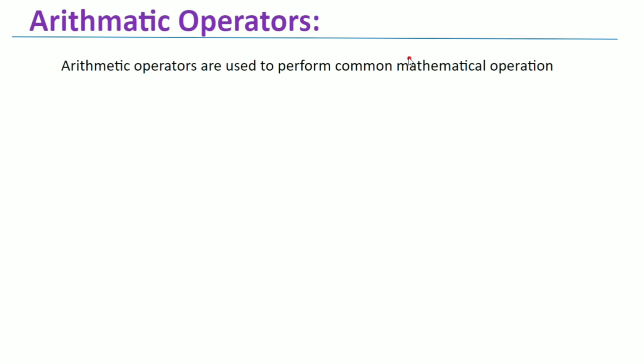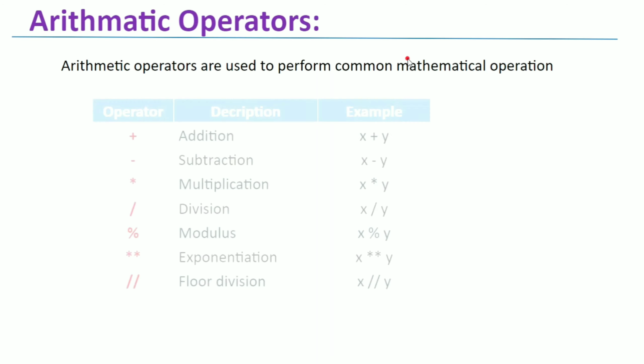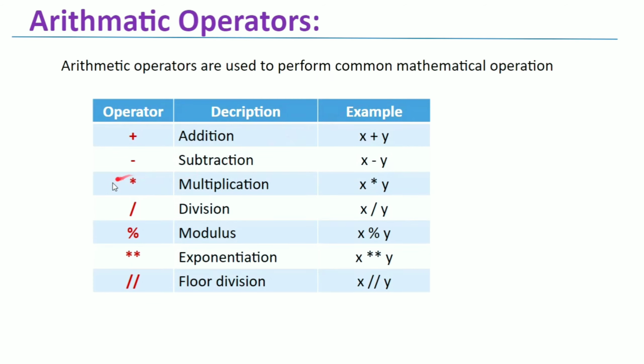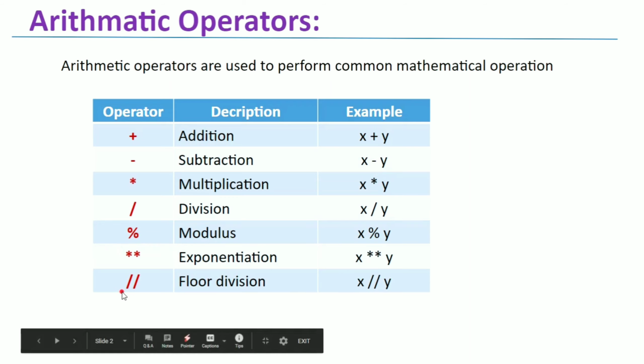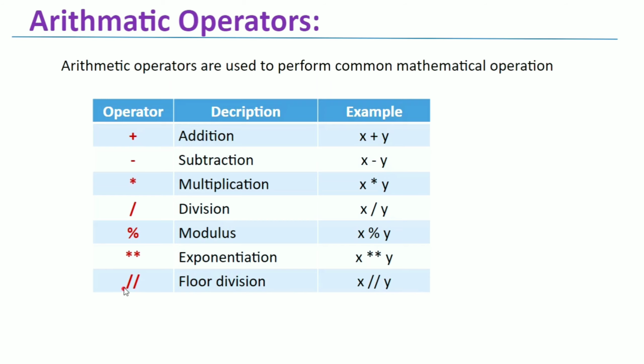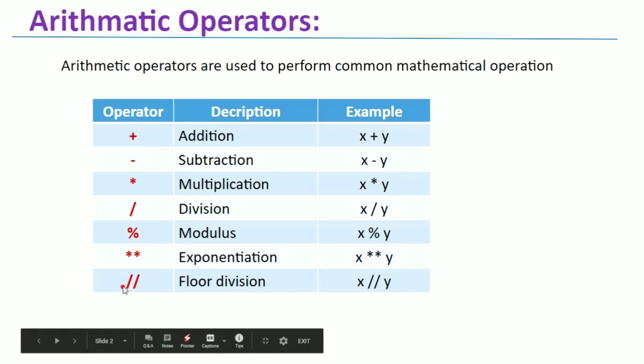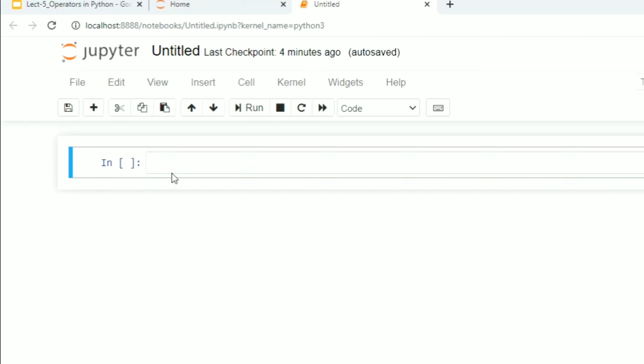So we'll start with the arithmetic operators. These arithmetic operators are used to perform common mathematical operations like addition, subtraction, multiplication and division. But apart from that, in Python there are a few more operators, like the modulo operator, the exponentiation operator and the floor division operator. So we'll see a practical demonstration of this. For that, let me go to the Jupyter notebook. In the Jupyter notebook, let me change this cell to a markdown cell, and here I am going to write the arithmetic operators.